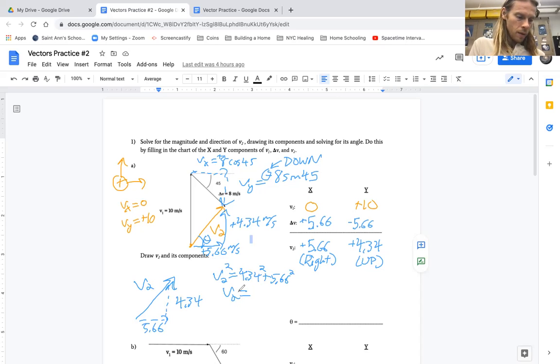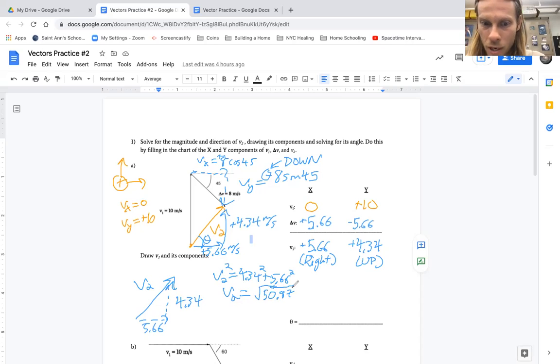So V2 is what? Well, 4.34 squared plus 5.66 squared, and then we square root it. I'm going to do that on my calculator. Ready? Clear? 4.34 times 4.34 equals plus 5.66 times 5.66 equals, and I get 50.87. So it's the square root of 50.87.